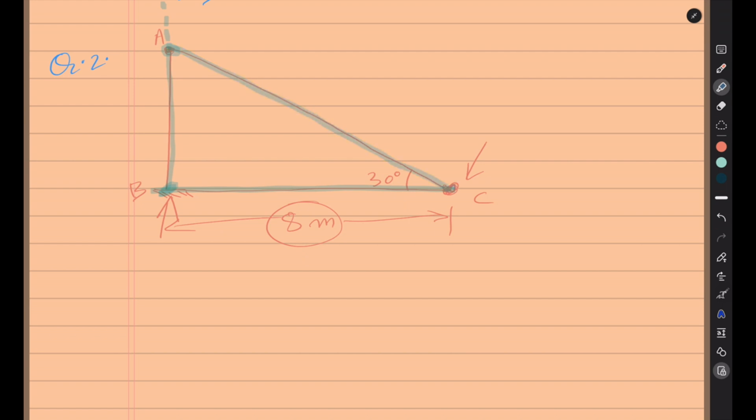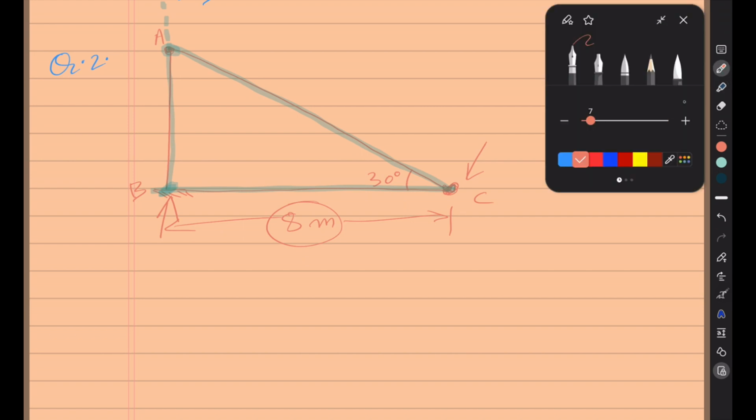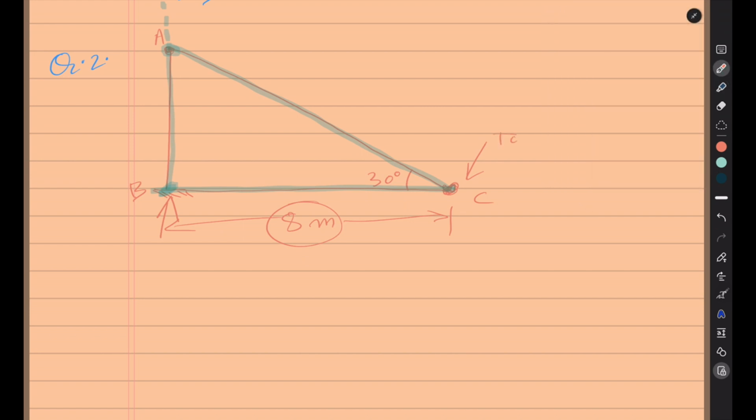and the top of the tree, this is the top of the tree, which is now on the horizontal ground, is 8 meter away from its base. Then find the height of the tree. So what will be the height of the tree?